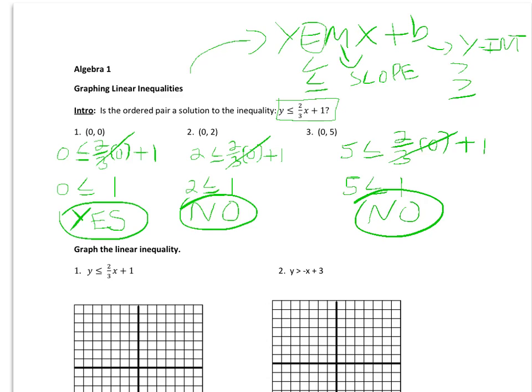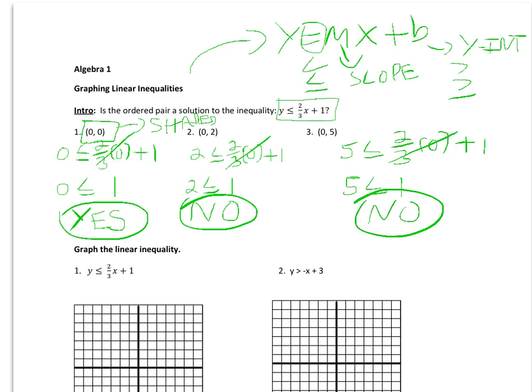Now, why are we doing this? You're going to see when we graph, we're going to graph the line, and we're either going to shade above or below the line. Kind of like when we shaded before, but that was just on one real number line. Here we're shading within the coordinate plane, the x and the y-axis. What this means is this (0, 0), since it's a yes, should be in the shaded region.